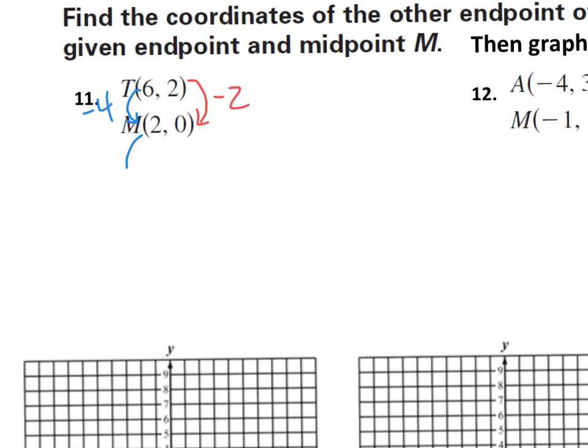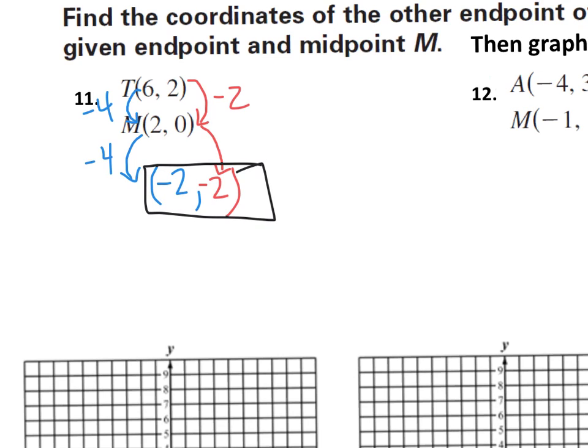So we want to go from our midpoint and subtract 4 again. That will give us 2 minus 4, which is negative 2. And then we want to go from our midpoint and subtract 2 again, which will also give us negative 2. So our final answer is negative 2, negative 2 for our other endpoint.